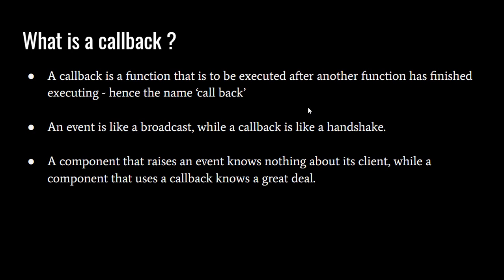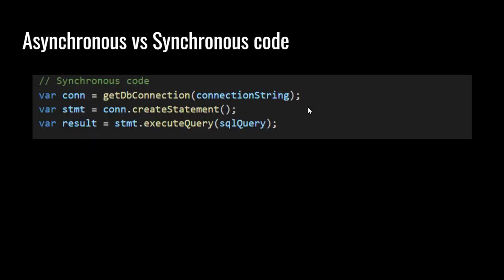It's business, right? So a component that raises an event knows nothing about its client, while a component that uses a callback knows a lot about it, because again, we're dealing with that handshake. We know who the sender is. We know who the listener is. We know a lot. We don't just randomly fire events, fire and forget. We don't do that. We actually know who the sender is. Asynchronous versus synchronous code.